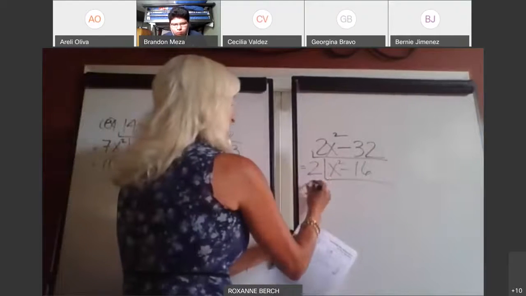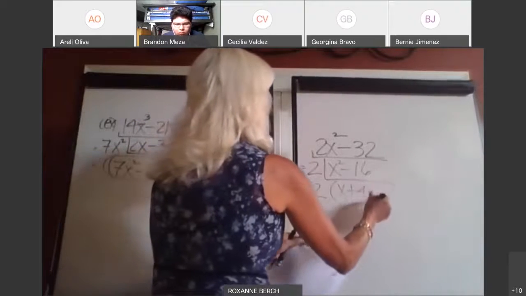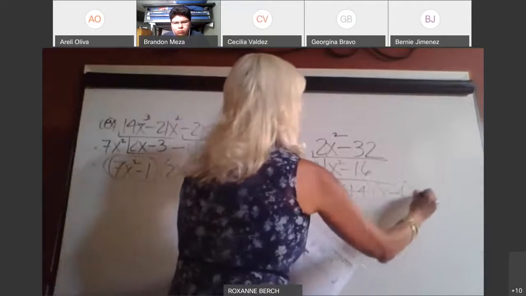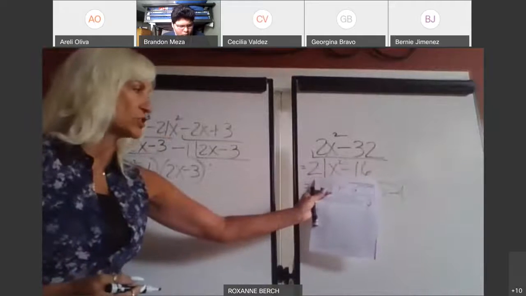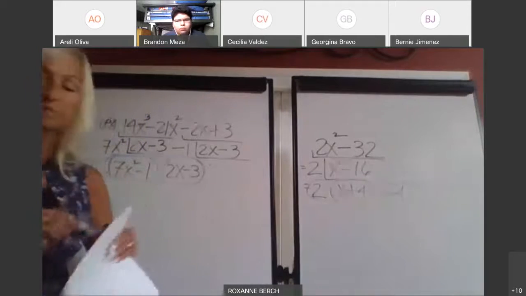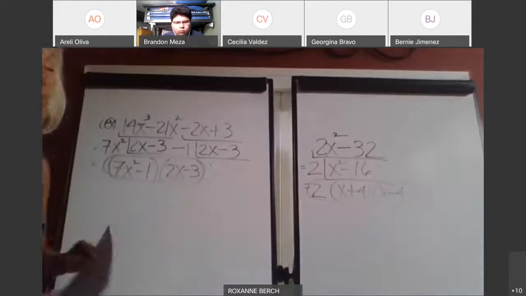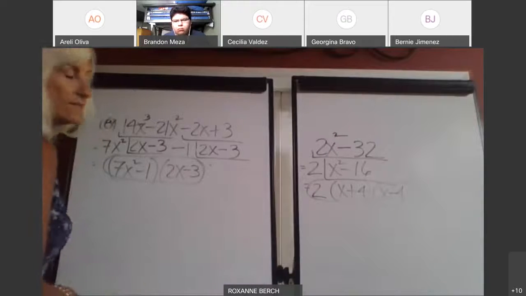So what you'd have to do is let the 2 float down, and this would be x plus 4 times. That's completely factored. So you cannot leave an answer like this one. This is not completely factored. You would have to use the difference of squares. So in this particular problem, you had to factor twice. So you have to factor completely.